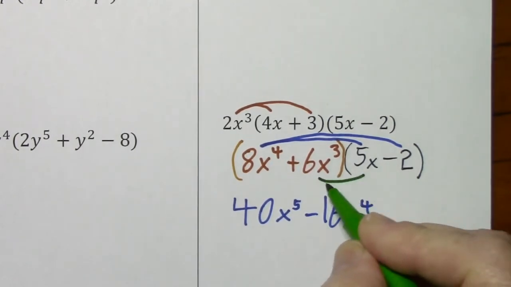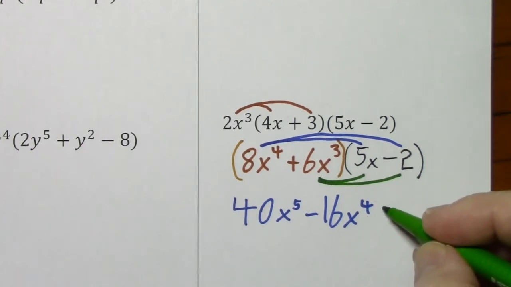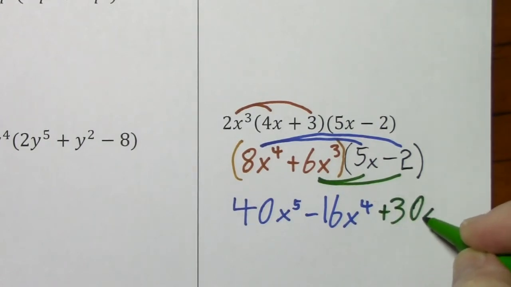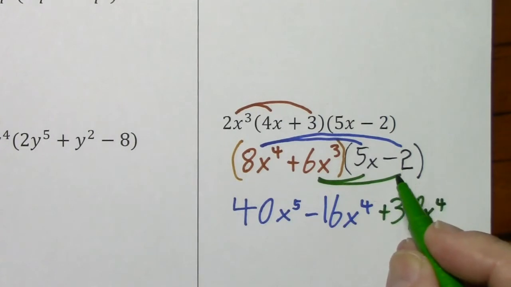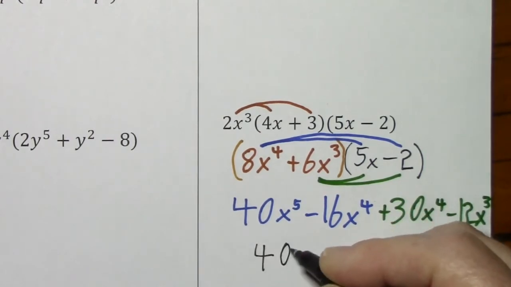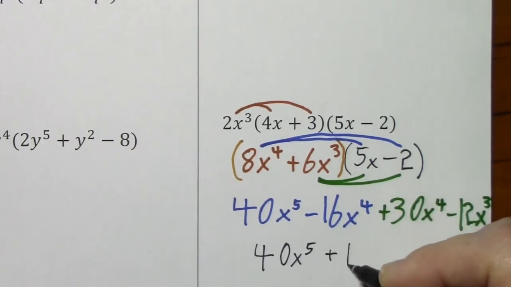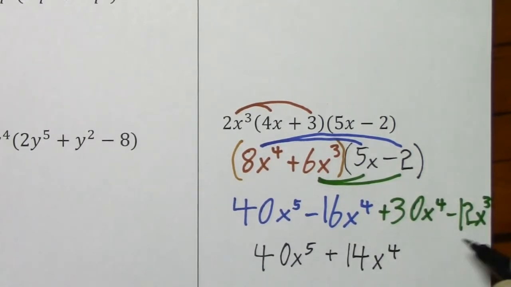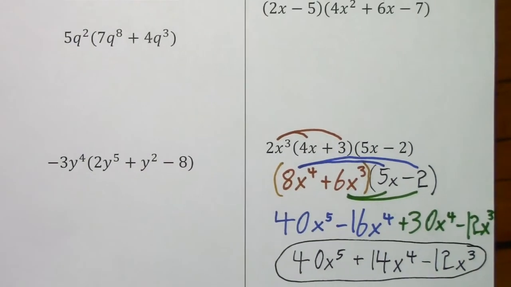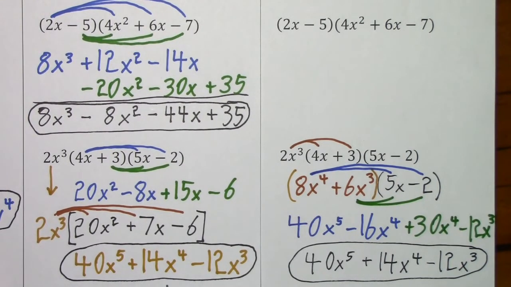And then we have to distribute 6x to the third to each term as well. So this will be a positive 30x to the 4th. I can put it here. And then finally, negative 12x to the third. Bring down 40. We'll be able to combine these two, so I'll bring this down. Combining these two gives us a positive 14x to the 4th. And we bring down our negative 12x to the third. And as you can see, we get the same answer.